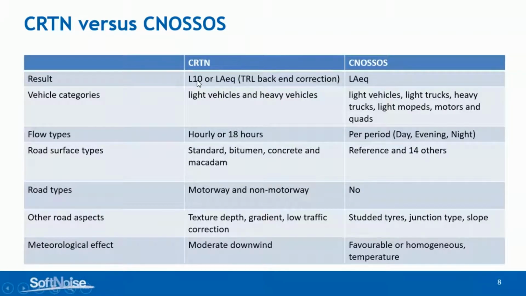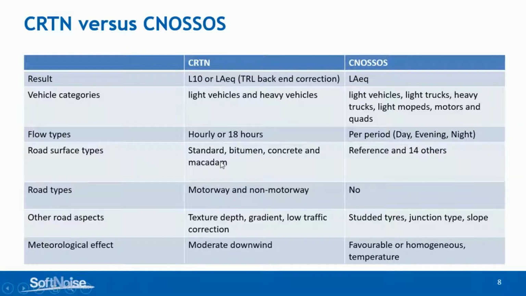So the CRTN method, of course, calculates the L10. However, there's a TRL back-end correction method to convert an L10 to an LEQ. We need that method because CNOSSOS only calculates LEQ. So in order to compare them, I use the TRL back-end correction, method 1. Then the CRTN has two vehicle categories, the light and the heavy vehicle categories, while CNOSSOS has 5 vehicle categories: light vehicles, light trucks, heavy trucks, light mopeds, motors, and quads. For flow types, CRTN has 2, hourly or 18-hour, while CNOSSOS has hourly values in the day, hourly values in the evening, and hourly values in the night. So hourly values per period. So it's a different definition.